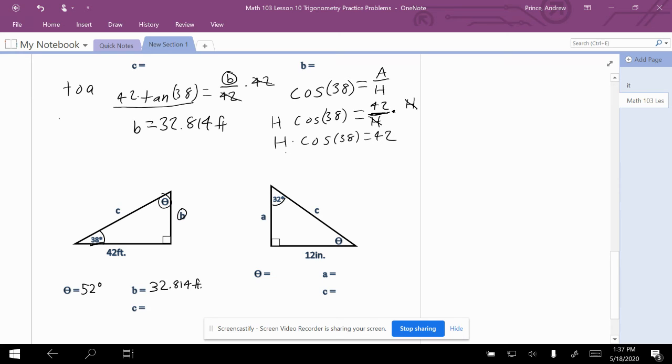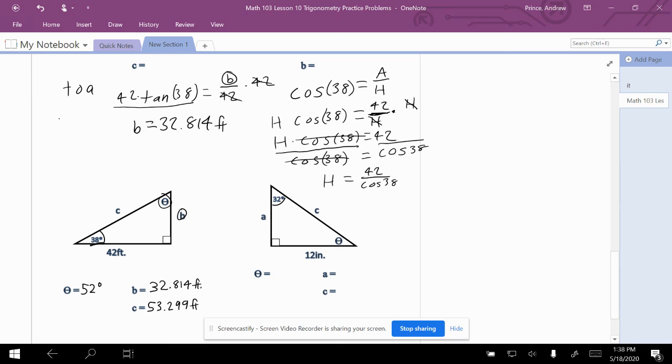Now to get the h by itself again, I'm going to divide both sides by the same value, which is cosine of 38. I'm going to do the same thing on this side, cosine 38. These will cancel out. That leaves me with h equals 42 over cosine 38. You can just type this in, 42 divided by cosine 38, and that gives me 53.299. So C, the hypotenuse, is 53.299 feet.